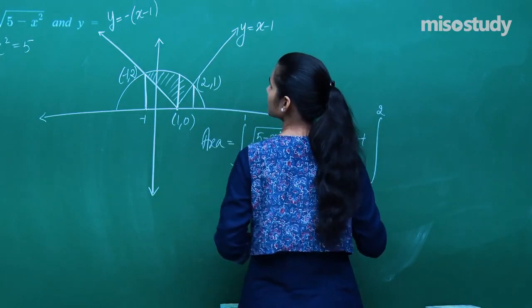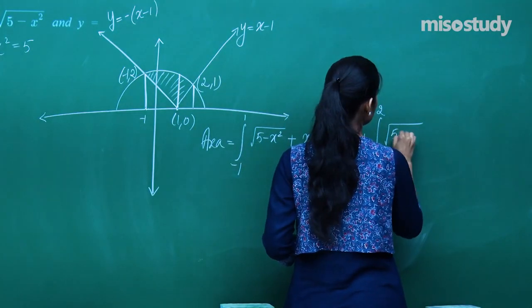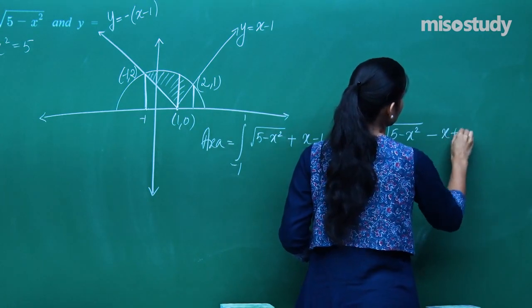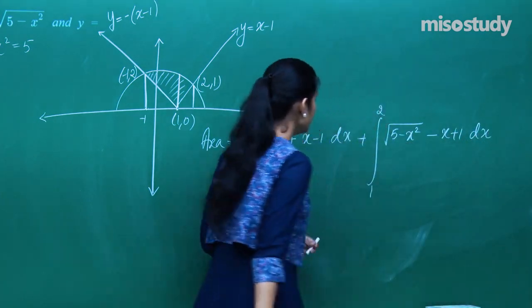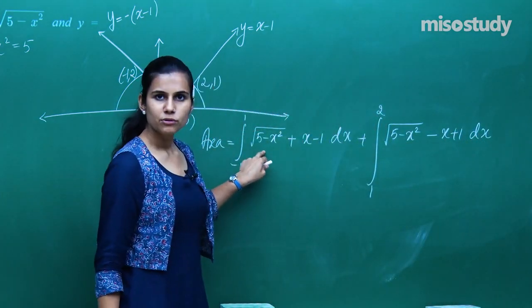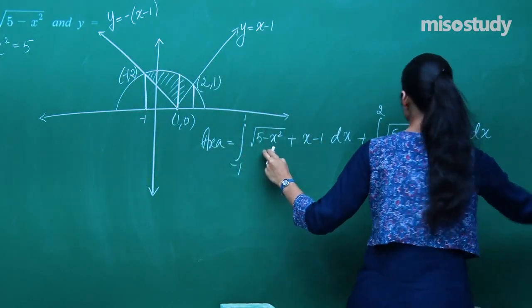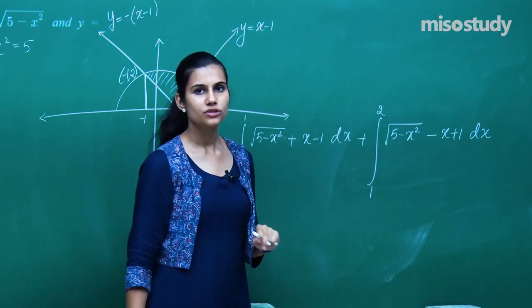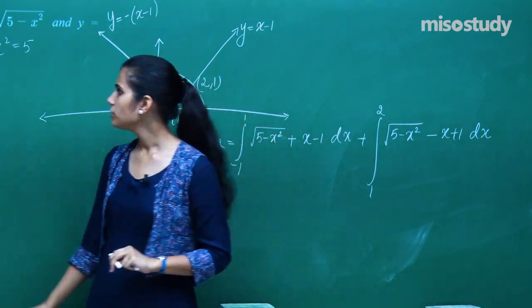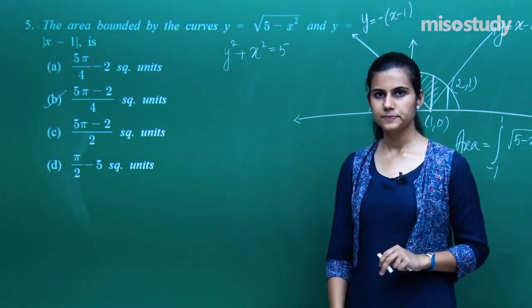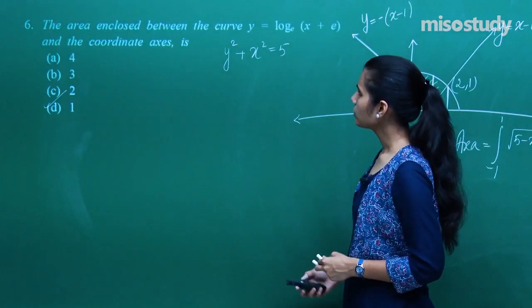Circle is y equals root over 5 minus x square minus x minus 1, which is minus x plus 1. Again, very easily you can compute this, root over 5 minus x square, by using this. And again, this is a linear function, you can just compute the area. That is going to come out to be 5 pi minus 2 by 4 square units. Moving to the next one, let's see what we have.